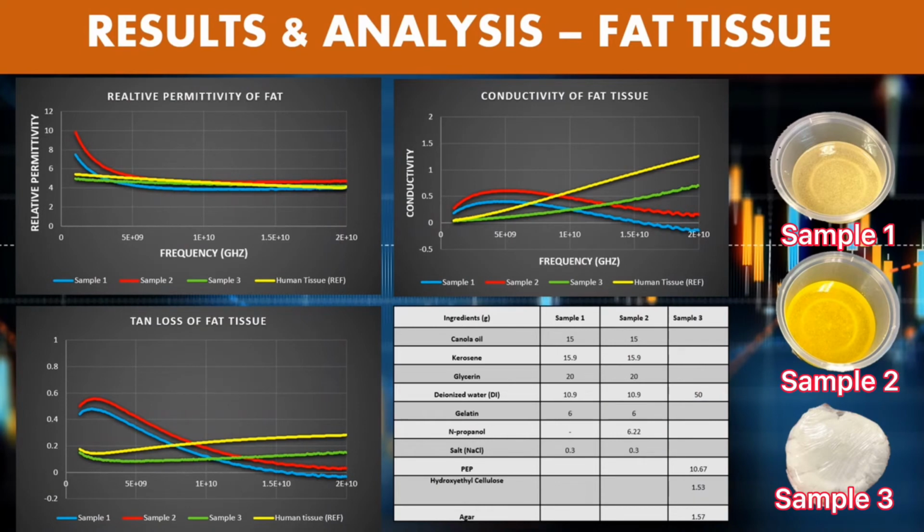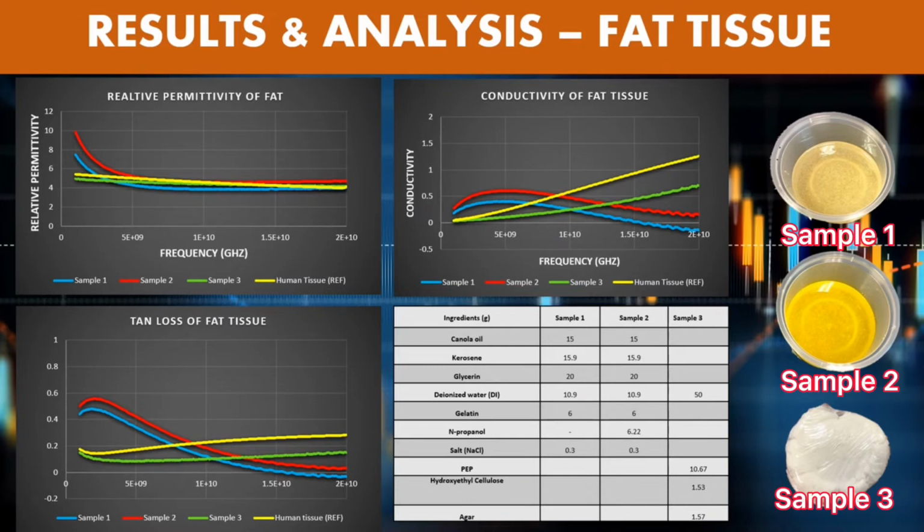Next is the fat tissue. As you can see, the relative permittivity shows almost close to perfect at high frequency for all the samples, and sample 3 is particularly perfect to the fat tissue. On the other hand, for the conductivity and loss tangent, sample 1 and 2 did not have the trend of a fat tissue, but sample 3 shows a trend which is almost perfect to the fat tissue.